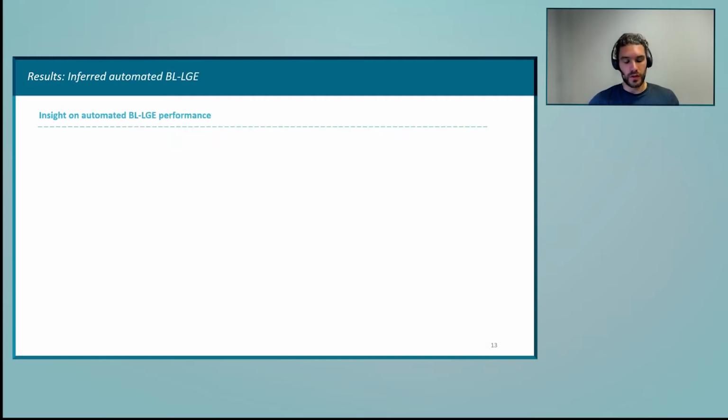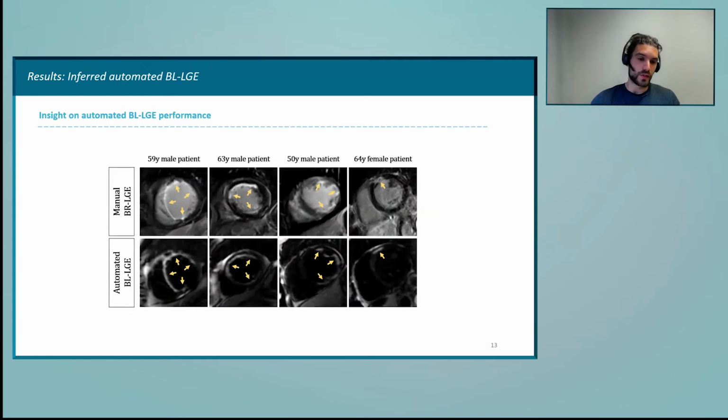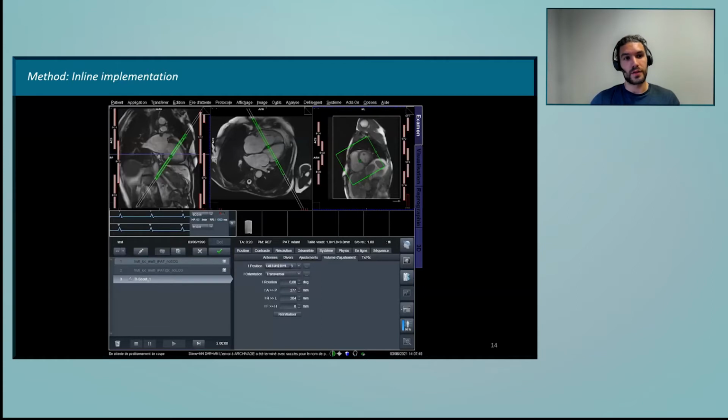We want to do an automated black blood LGE, so to use this information in order to trigger the actual acquisition of the black blood. And we can already have insight on the automated black blood. This is not fully automated, but we compare manual black blood with black blood LGE that has been reconstructed with a TI that is the same as the one we selected. So it's just to have an insight. If we had run the algorithm, it would have selected a TI and performed the reconstruction. This would lead to these images on the bottom, because the same TI was used as the one used by the algorithm.